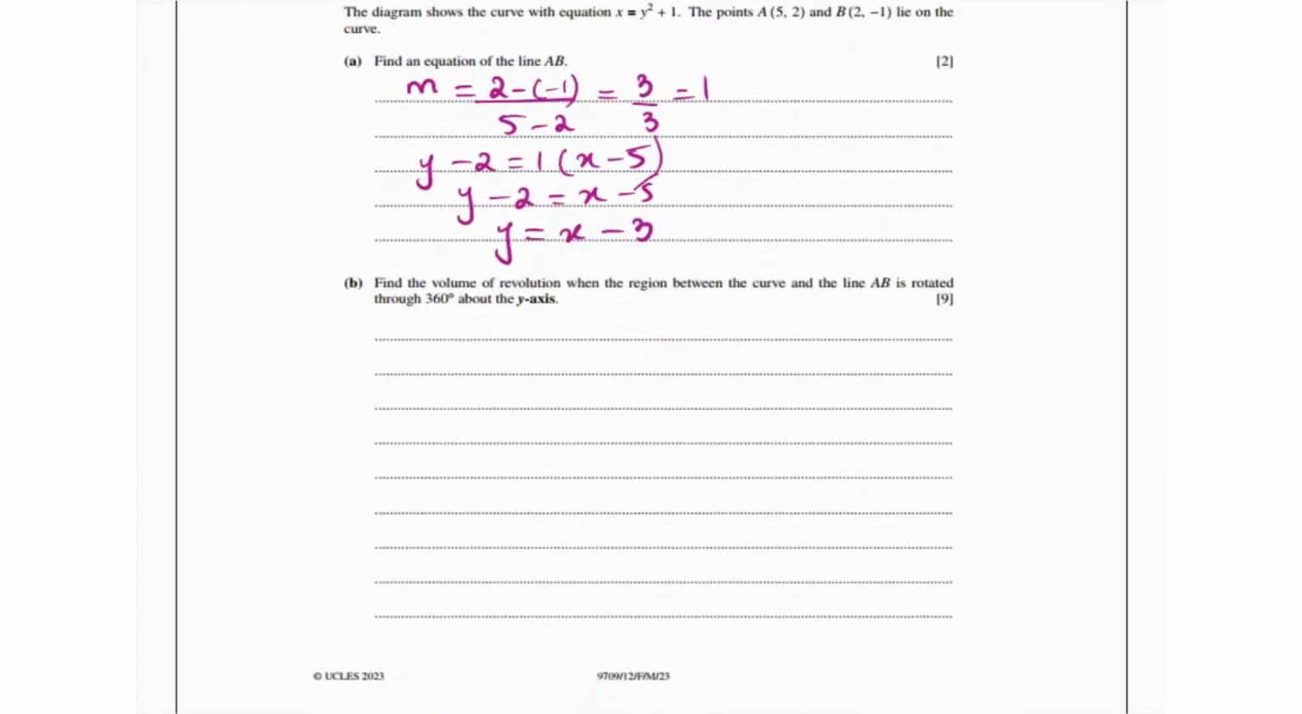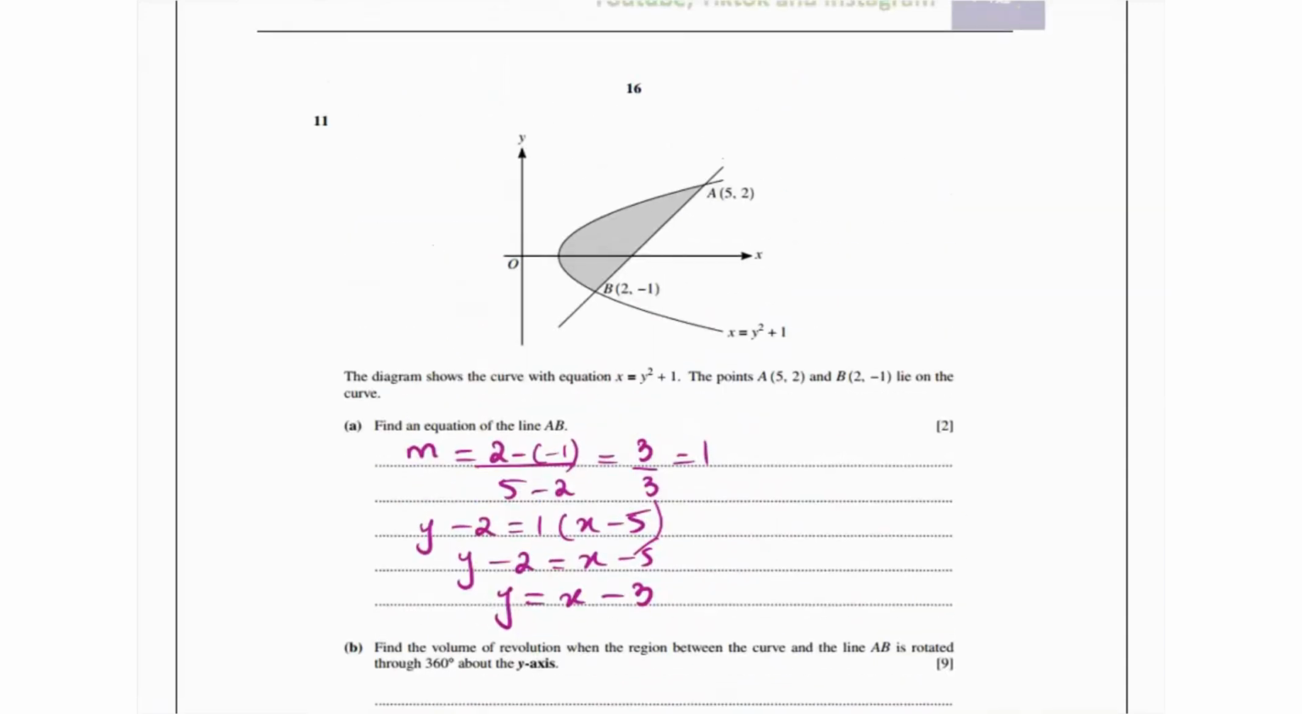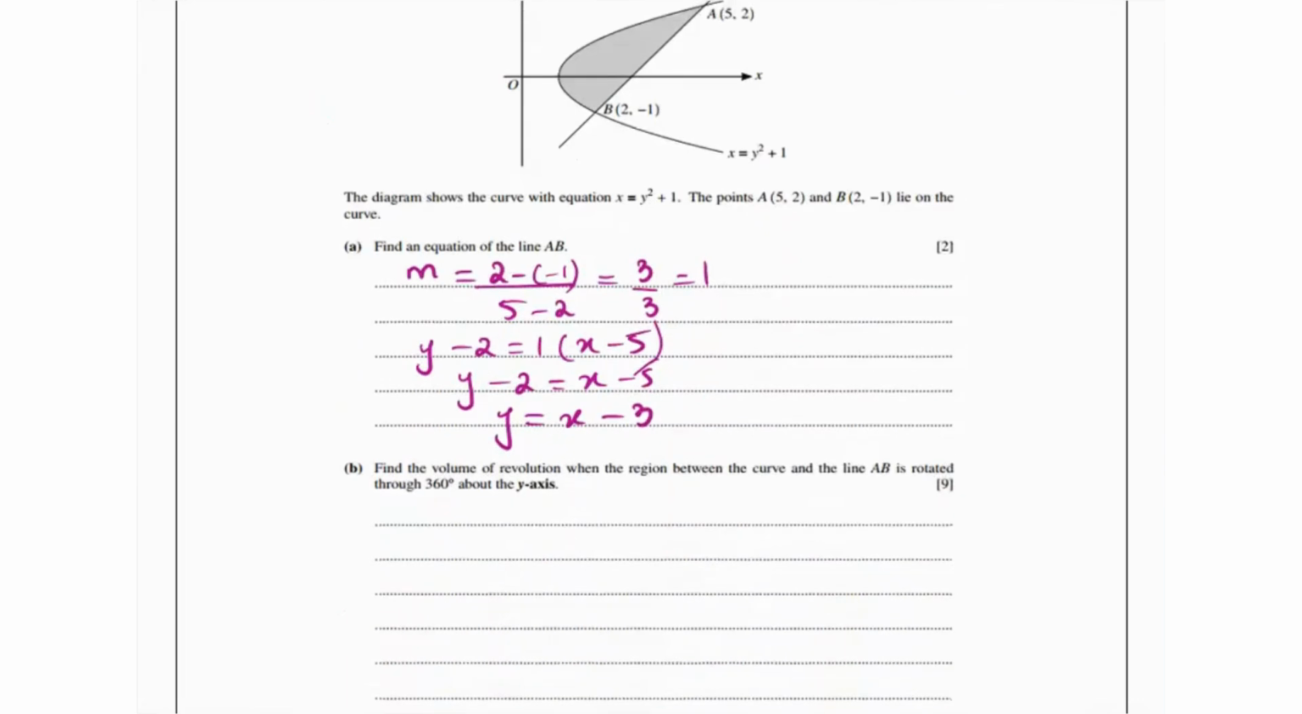Let's now find the volume of revolution when the region between the curve and the line AB is rotated through 360 degrees about the y-axis. So if you notice in the previous questions, we only talked about the x-axis. In this one, it's about the y-axis. So now the equation is going to be slightly different.